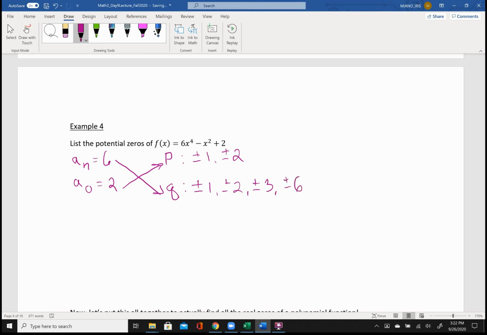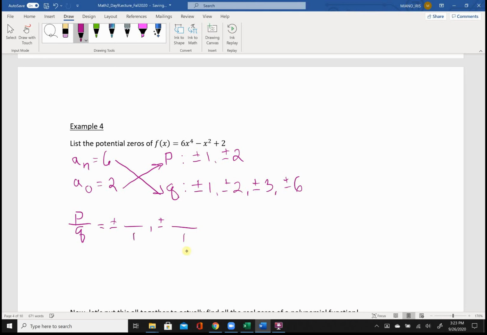Okay, so now we need to list all possible ratios of P over Q. P over Q, therefore, could be, and there's a systematic way that I like to do this. So there's the numerator values of P. There's only 2 of them. So you'll have your first one be fixed on the denominator of 1.